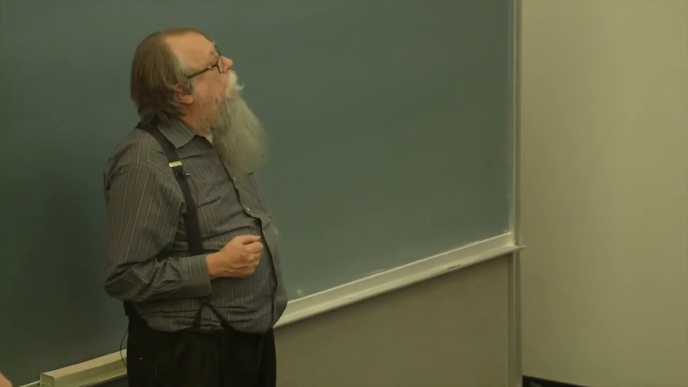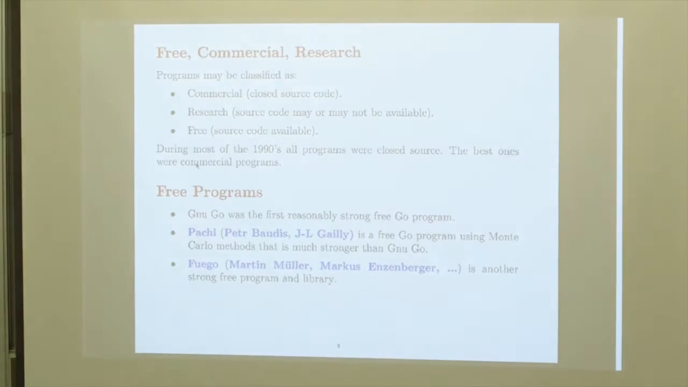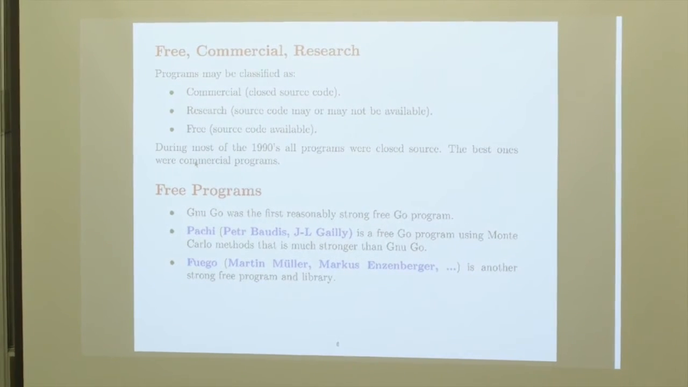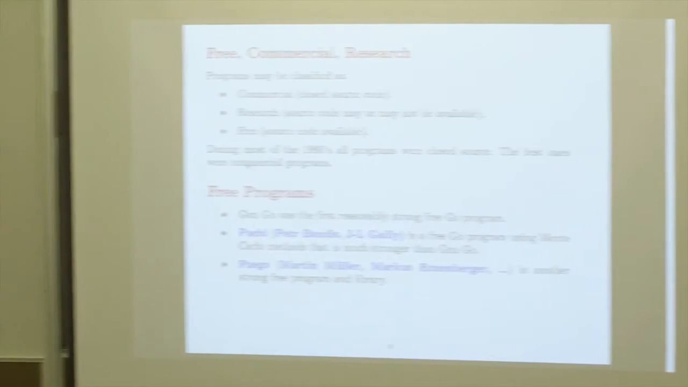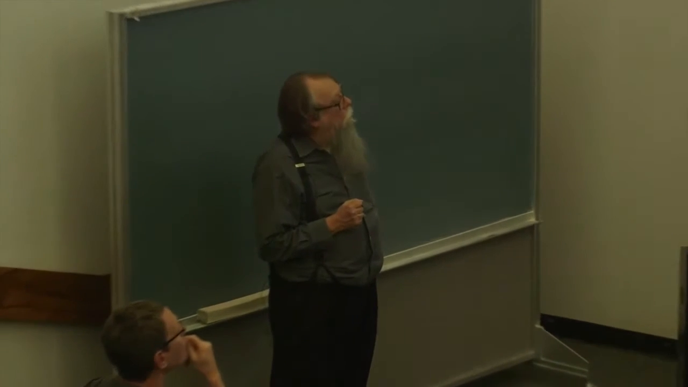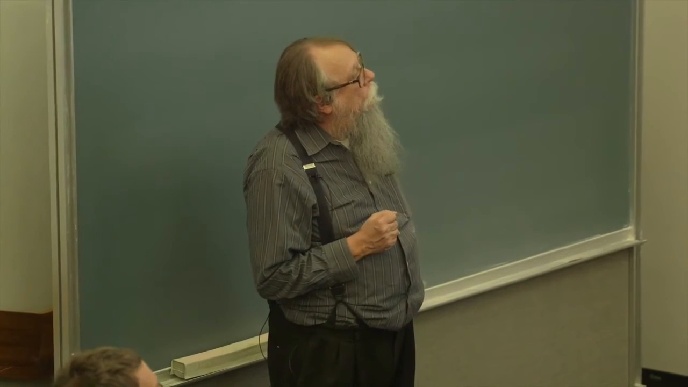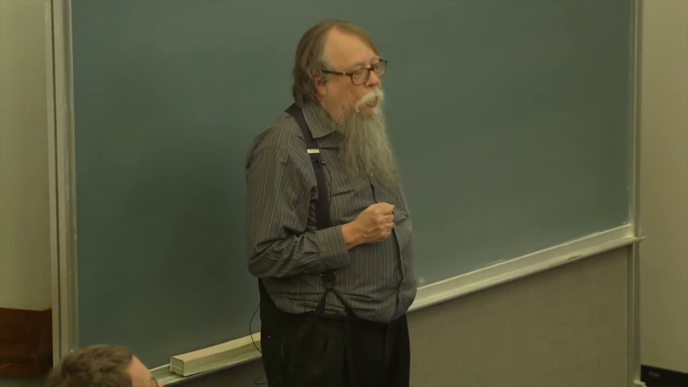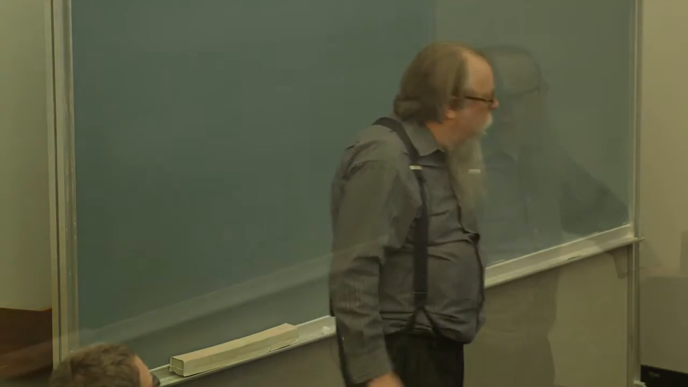So there's a quick classification. We could classify Go programs as commercial or research or free. I guess the first two categories are not mutually exclusive, and the last two categories are not mutually exclusive. But a commercial program is one that you can buy from somebody, and these are always closed source. The free programs include GNU Go and also some stronger ones. In particular, Pachi is the strongest free Go program. I'll come to these programs later. So a research program would be something like AlphaGo, which might or might not have source code available.